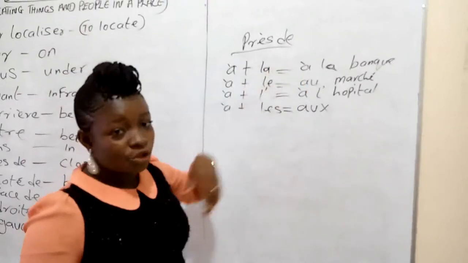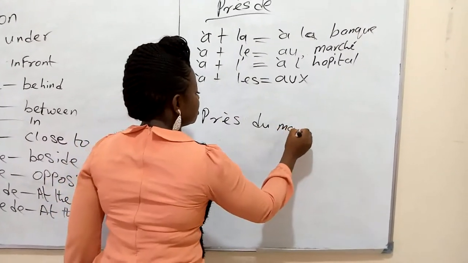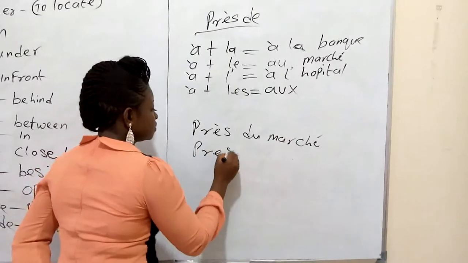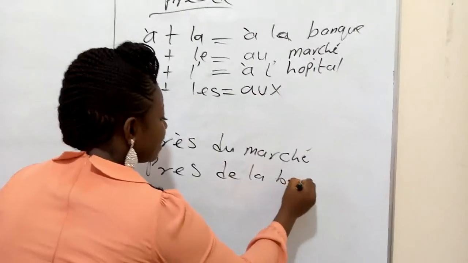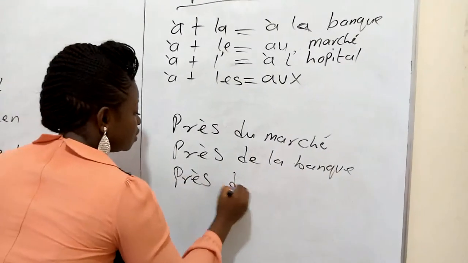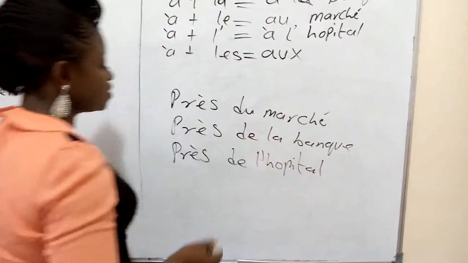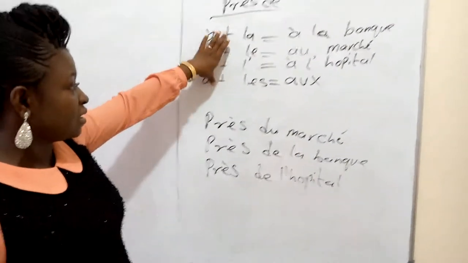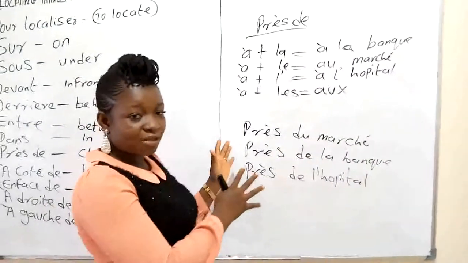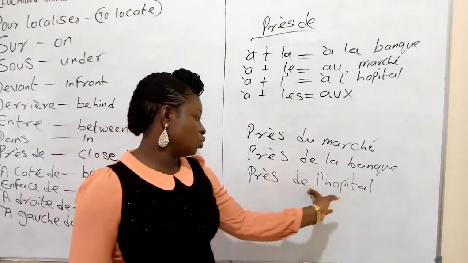J'habite près du marché. Now if it is la banque, you have près de la banque. If it is l'hôpital, you have près de l'hôpital. So I've used this to bring your minds back to this thing, les articles contractés that we did. It's not exactly that, but it's bringing us back to what we've done before. Près du marché, près de la banque, près de l'hôpital.